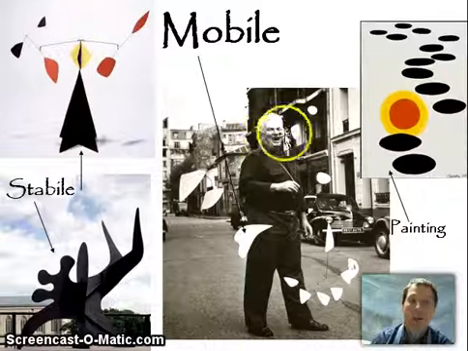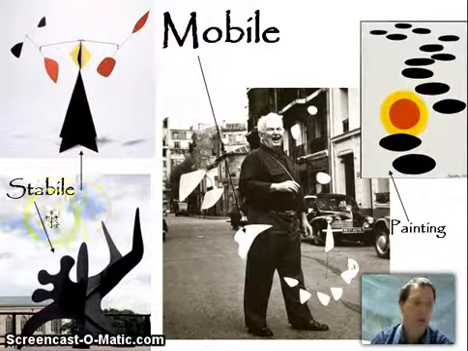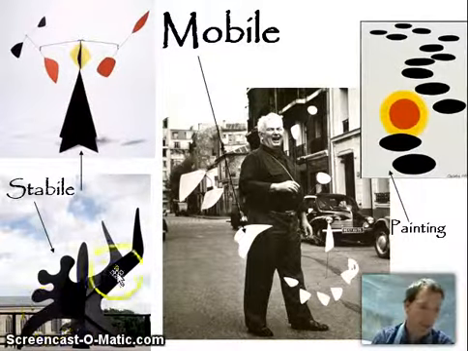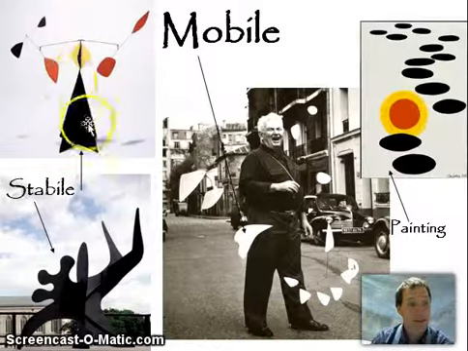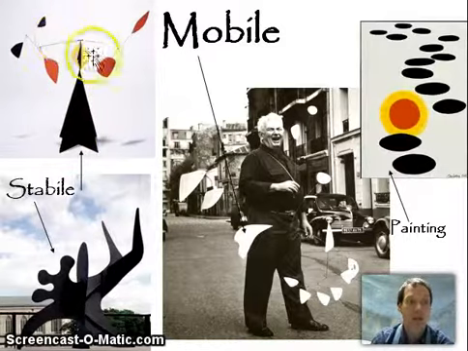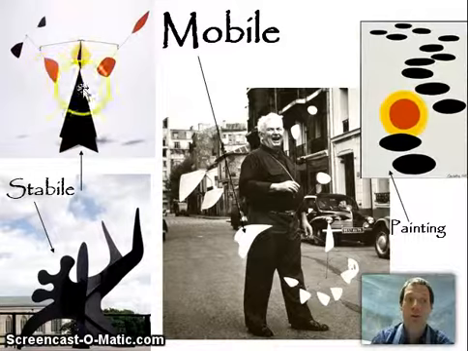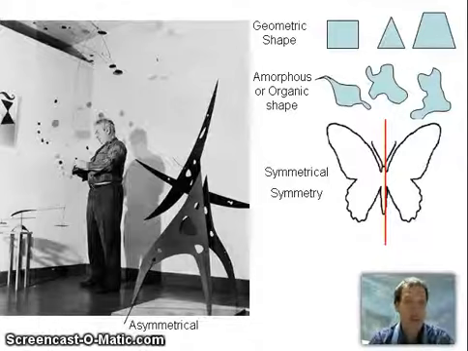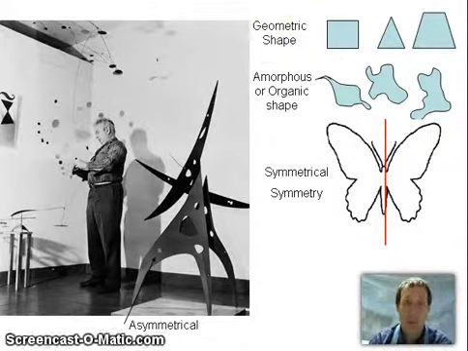Now, Alexander Calder didn't only make mobiles. He also made paintings, and he also made sculptures called stabiles. Here's an example of a stabile. Notice it has no moving parts, and this is an example of a stabile that has a stable base but also has a mobile top on it. So these little pieces here would have caught the wind and been able to move around and been a kinetic sculpture as well.